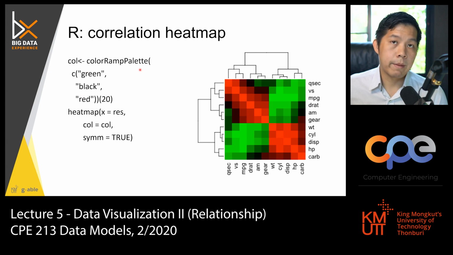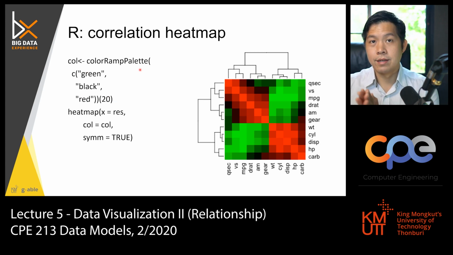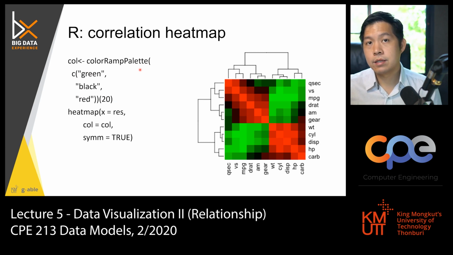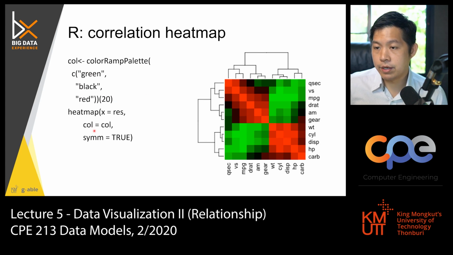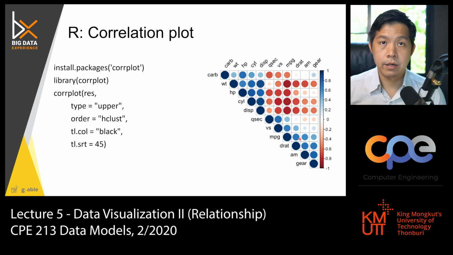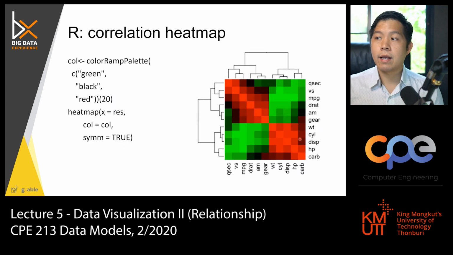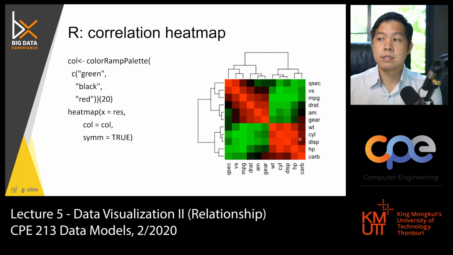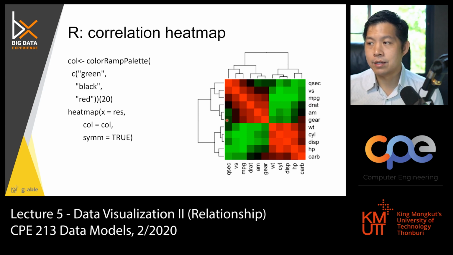Color ramp palette will generate the range of color from the color scale that you give it. This is green to black to red, 20 scale. And then give it here, and then say symmetric equal true, and then you get this result in the heat map. Although I would say that the other one is easier to interpret, this is the way that people did correlation back when I was a researcher in bioinformatics, and they usually displayed this graph. It is a square, so I think it might be easier to print in the research paper.